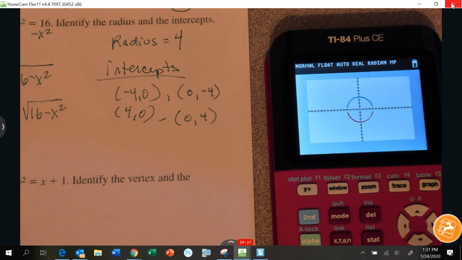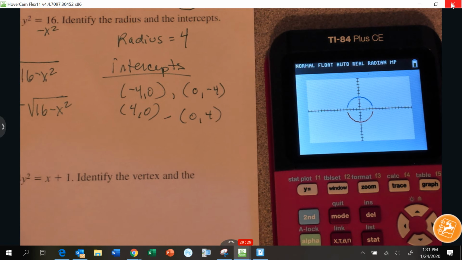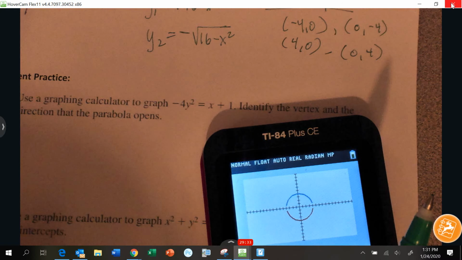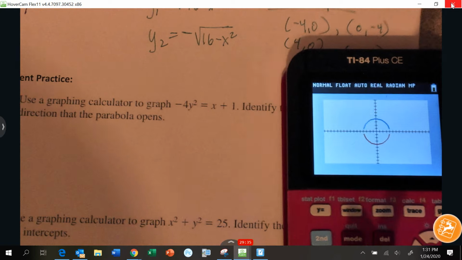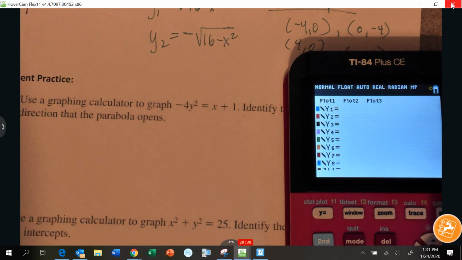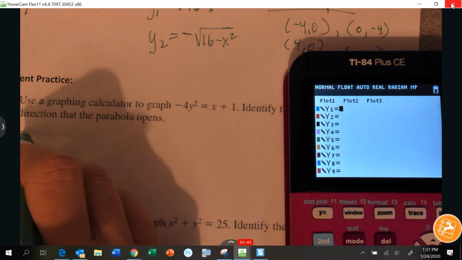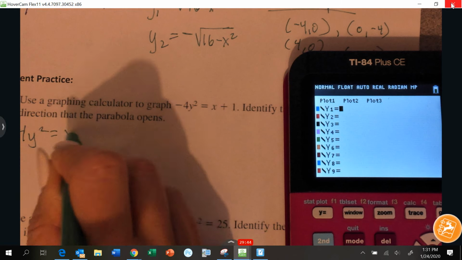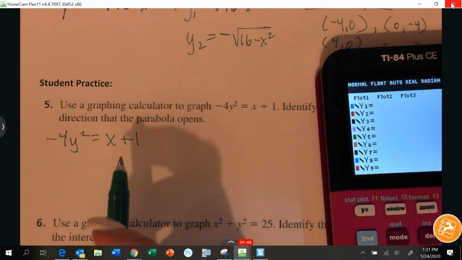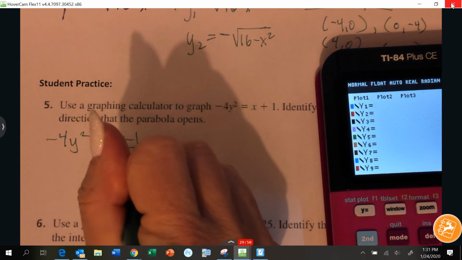So just one more of these examples. Use your graphing calculator to graph. It says negative 4y squared equals x plus 1. So if I have negative 4y squared equals x plus 1, how do I get y by itself? Divide negative 4 to both sides.